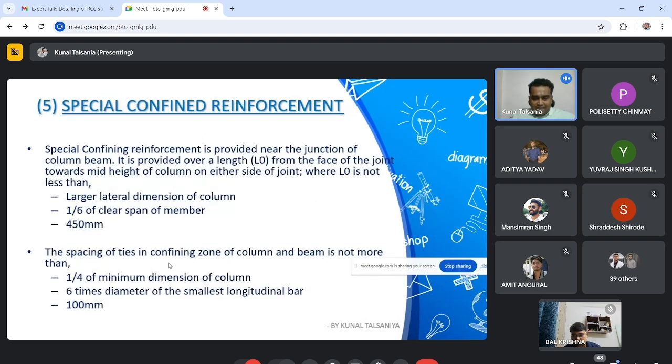The spacing of ties in confining zone of column and beam is not more than 1/4 of minimum dimension of column, 6 times diameter of the smallest longitudinal bar, and 100 mm. So you have to keep in mind that 100 mm is fixed for beam and 100 mm is fixed for column.